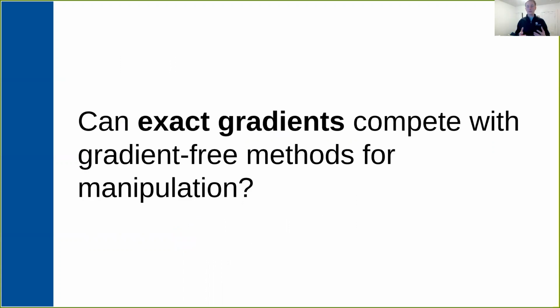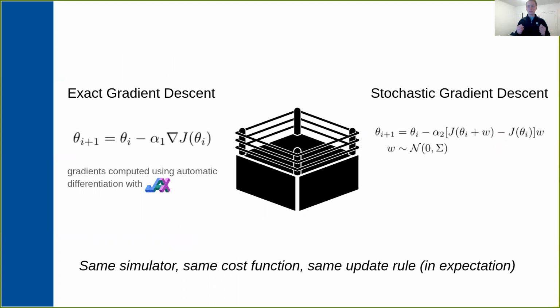I set out to answer this question: can exact gradients compete with gradient-free methods for manipulation? To make this comparison, I set up the same simulator, the same cost function, and the same update rule for both exact and stochastic methods. These updates are equivalent in expectation. And to get the exact gradients, I used automatic differentiation of a contact simulator.